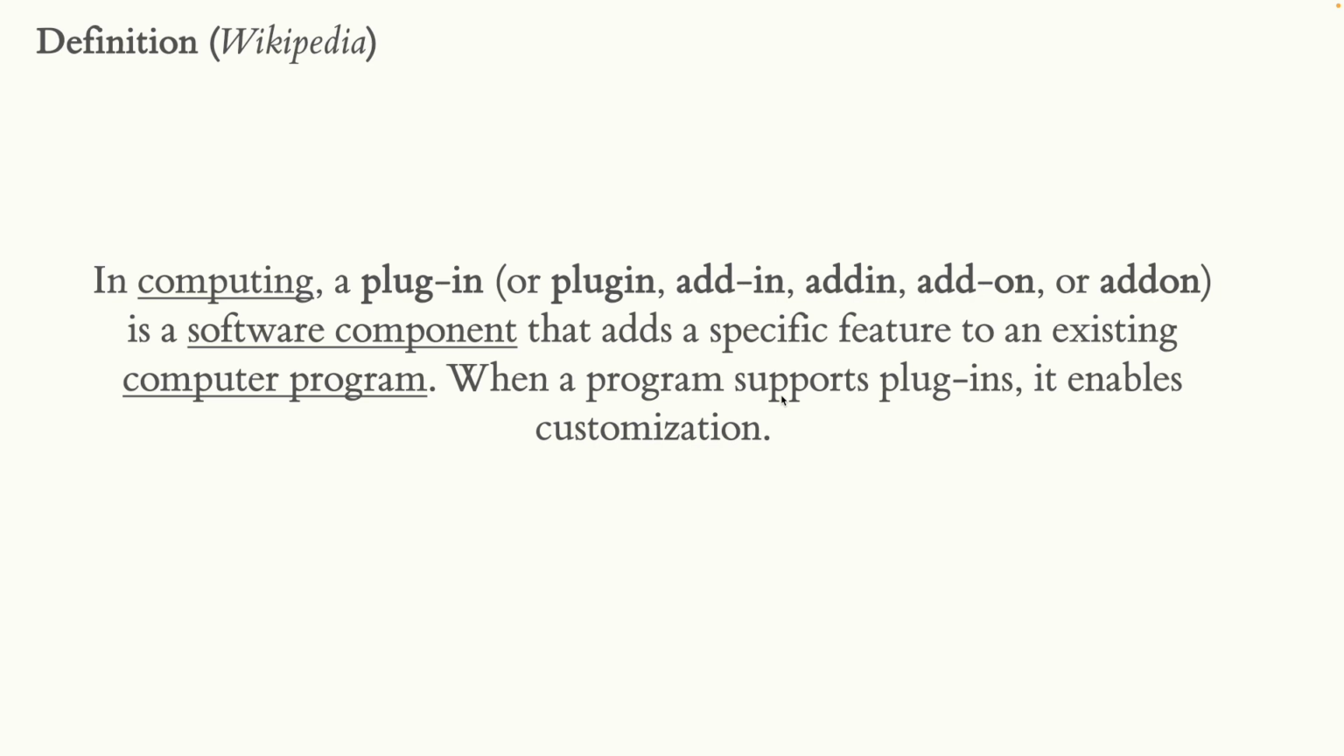So I generally like to start off these things with definitions. You might be thinking, what is a plugin system? Well, Wikipedia doesn't have a definition for a plugin system. It does say what a plugin is: in computing, a plugin is a software component that adds a specific feature to an existing computer program. When a program supports plugins, it enables customization. Okay, that means nothing, right?